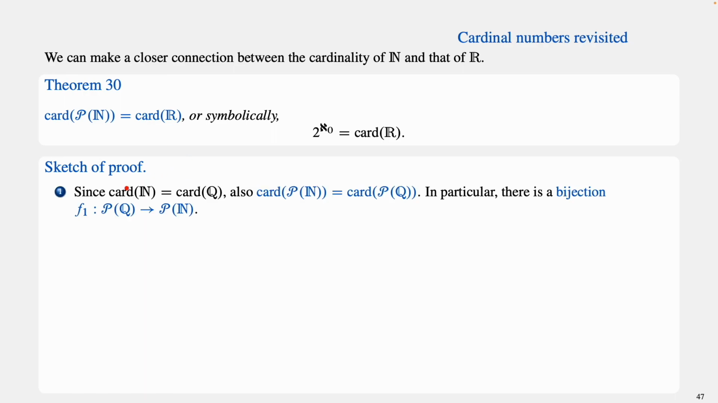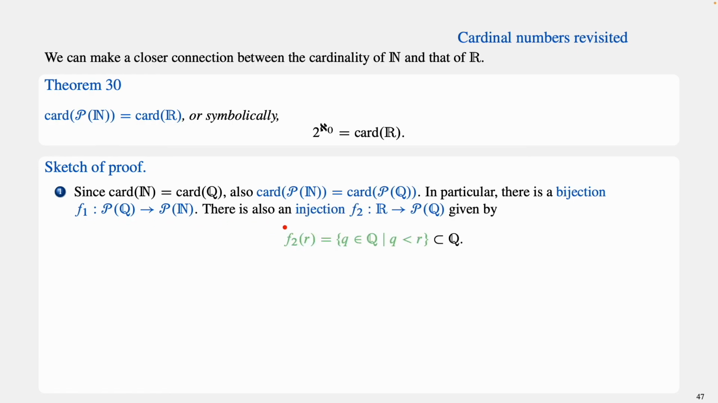So first, we know that the cardinality of N equals the cardinality of Q. We've seen that in a rather lengthy construction in one of the examples before. And this implies that the cardinality of the power set of N also equals the cardinality of the power set of Q. And in particular, this means there's a bijection, call it f1, from the power set of Q to the power set of N. And I use this because to get the injection from R into the power set of N, it's easier to go via the power set of Q.